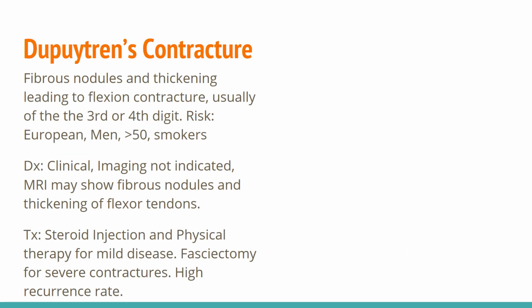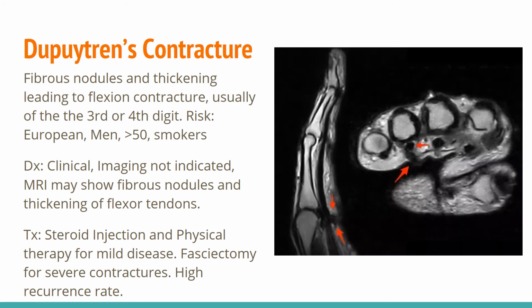So Dupuytren's contracture, these are fibrous nodules and thickening leading to flexion contracture. It's usually of the third and fourth digit. Risks include European males greater than 50 and those who smoke. Diagnosis is mainly clinical. There's something called the tabletop test, where the patient lays their hand on a table. If they're unable to flatten their hand, it's considered a positive test. Imaging is usually not indicated. However, MRI may show fibrous nodules and thickening of the flexor tendons, which can be seen here with the arrows.